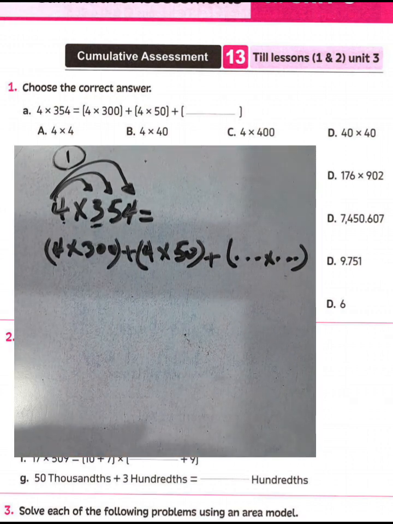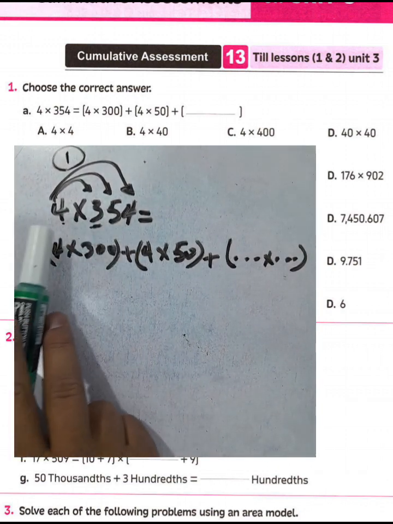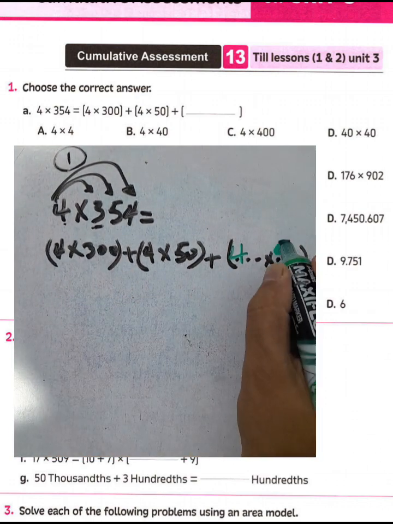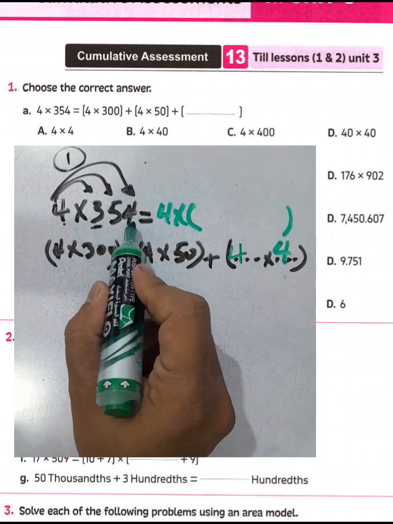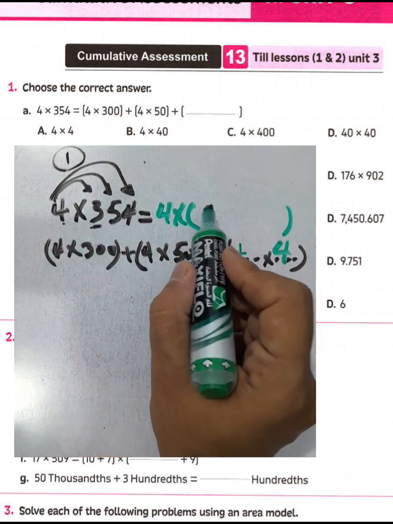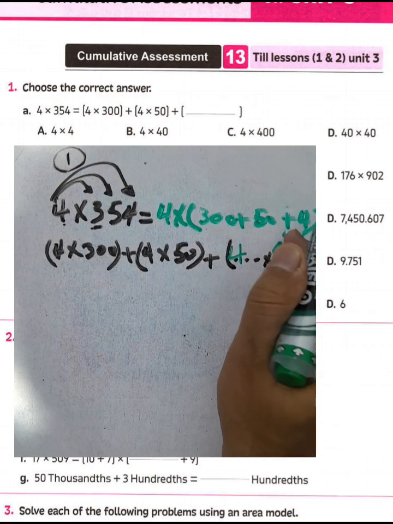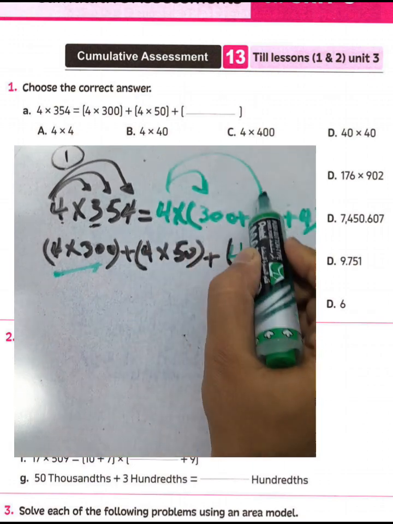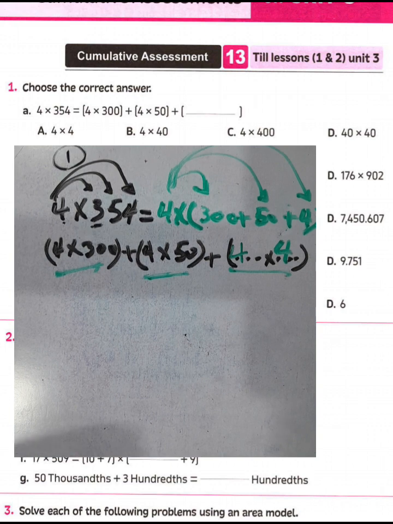Choose the correct answer. 4 times 354. We use the distributive property here: 4 times 300, 4 times 50, 4 times 4. Why? Because 4 times 354 means 4 times (300 plus 50 plus 4), and then you can use the distributive property. Choose letter A for question number 1.